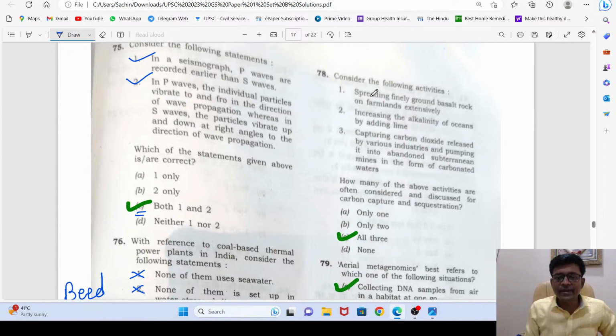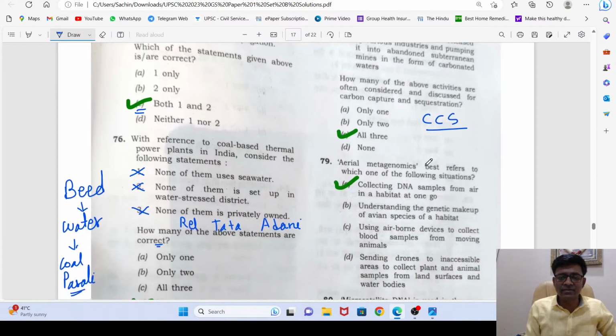Consider the following statements. Spreading finely ground basalt rock on farmland extensively, increasing the alkalinity of oceans by adding lime, and capturing carbon dioxide released by various industries and pumping it into abandoned subterranean mines in the form of carbonated water. How many of the above activities are often considered as CCS, carbon capture and sequestration? All of these are methods used for carbon capture and sequestration. That's why your answer is C, all the three.